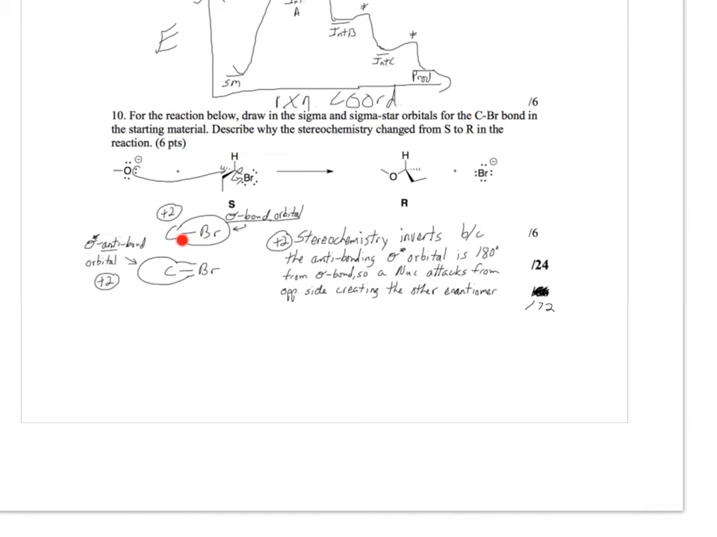So in the sigma bond orbital, the electrons are by the bromine. In the antibonding orbital, sigma star, the electrons are behind, more by the carbon, but it's 180 degrees away. So when this lone pair attacks sigma star, bromine gets kicked out, but it inverts and switches the stereochemistry. So stereochemistry inverts because the antibonding sigma star orbital is 180 degrees from the sigma bond. So a nucleophile attacks from the opposite side, creating the other enantiomer.